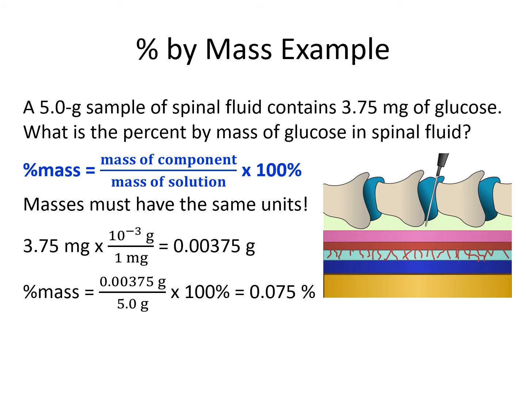0.00375 grams of glucose. So then we divide by our 5 grams of our sample of spinal fluid and multiply by 100 to change from a decimal to a percentage, and that gives us 0.075% as our percent mass.